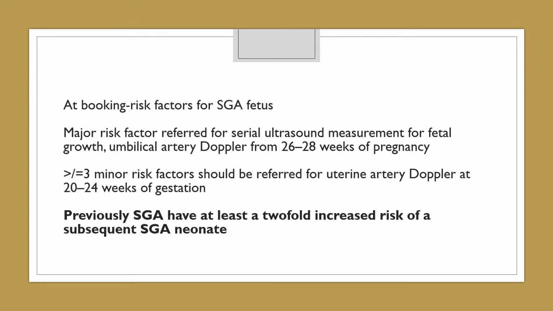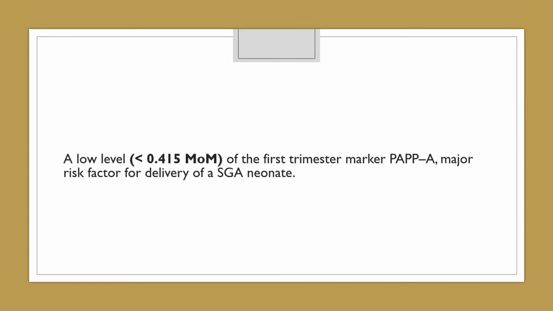Having a previous SGA baby increases the risk of having another one by twofold. A low level of PAPP-A, which is less than 0.415 MoM in the first trimester, is a major risk factor for delivery of an SGA infant.